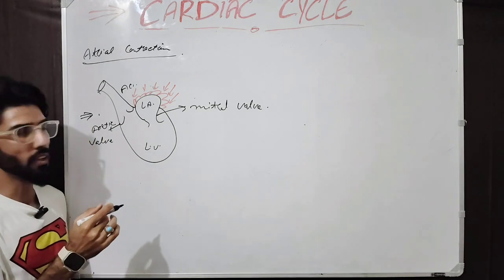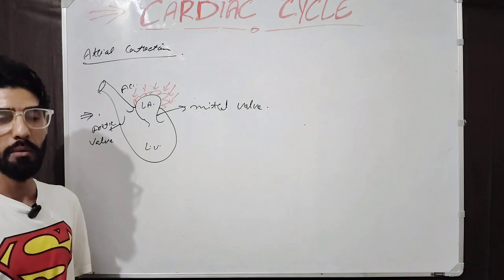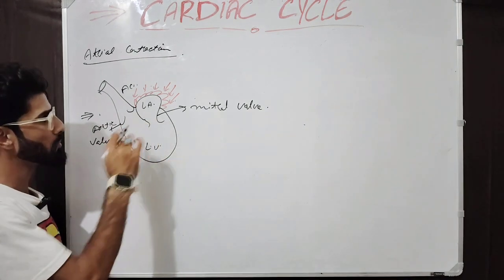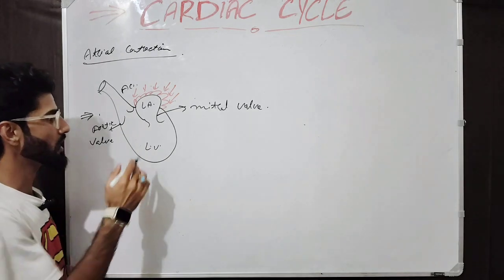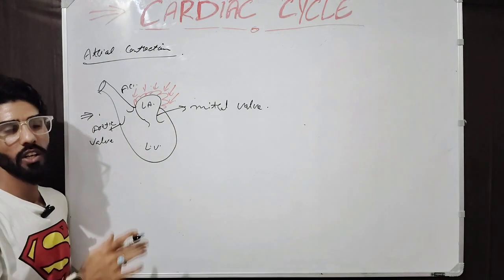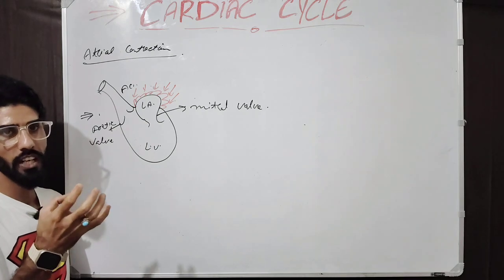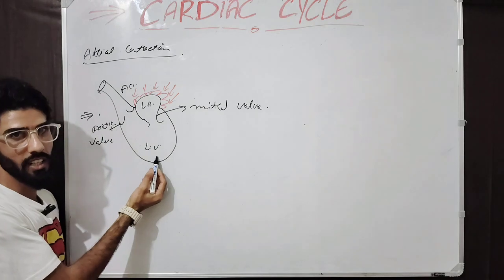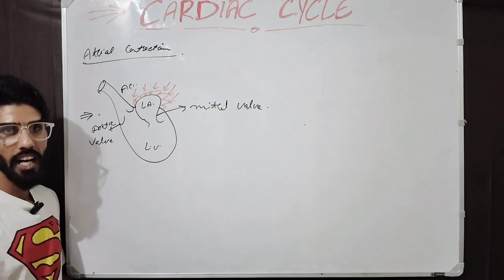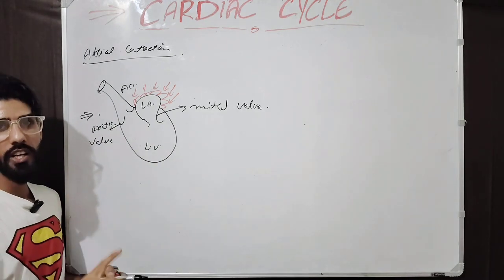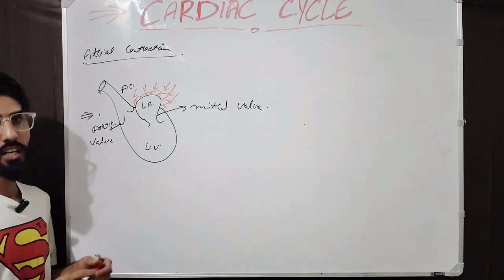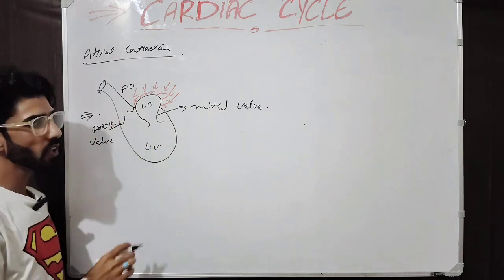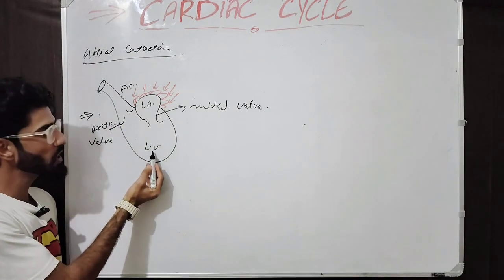I am talking only about the left side of the heart, but the same events will happen on the right side of the heart also. Okay, but I will draw only the left side here. When the left atrium contracts, it will eject blood towards the left ventricle. At the same time, the right atrium contracts and ejects blood towards the right ventricle, so both ventricles will be filled with blood.